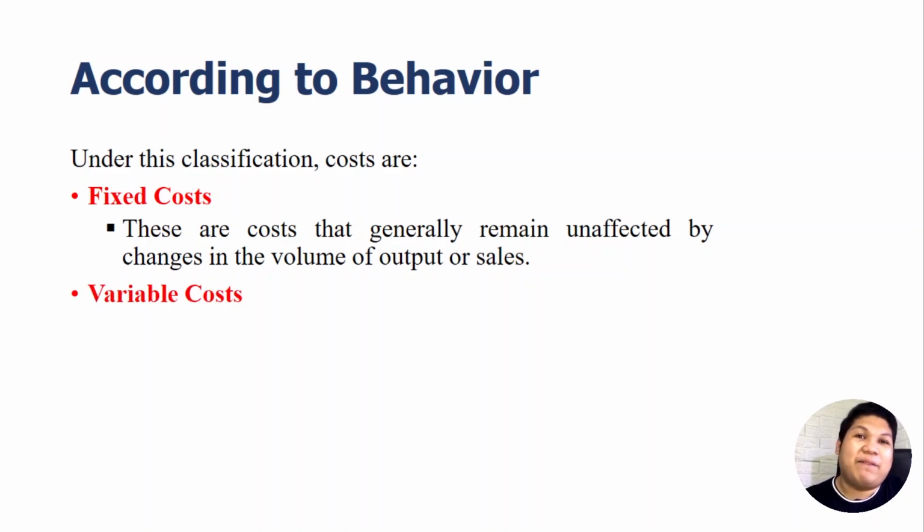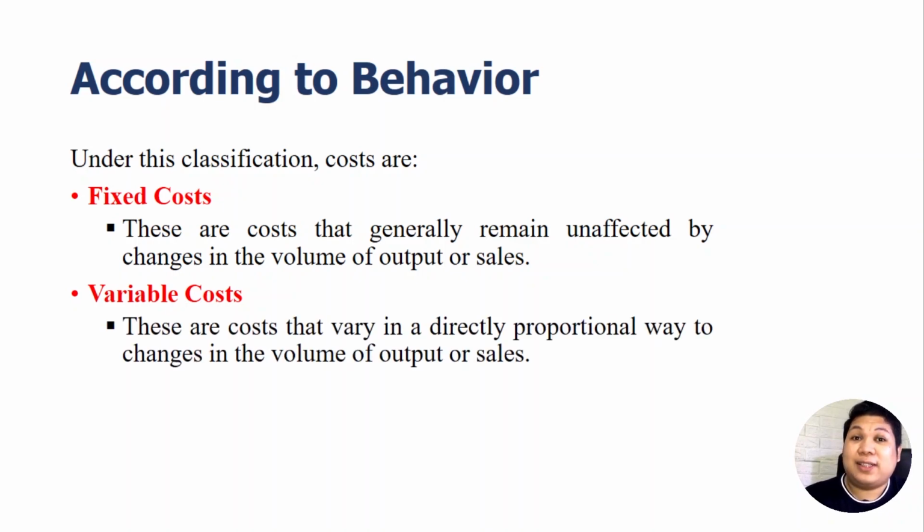On the other hand, we have the variable costs. These are costs that vary in a directly proportional way to changes in the volume of output or sales. So, apart from fixed costs, there are costs which depend on the number of sales or units produced. For example, the cost of materials. The more you produce, the more materials you would need, right? The more you produce, the more labor you will need, the more you will pay for labor. So these are variable costs.